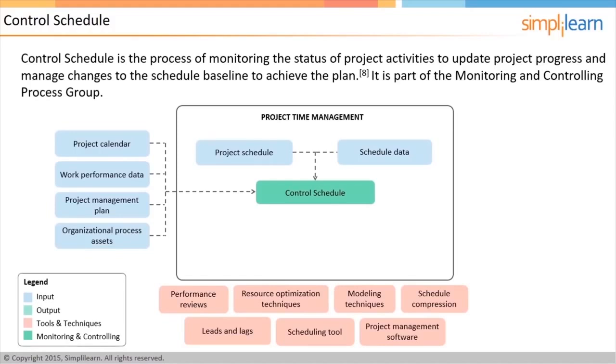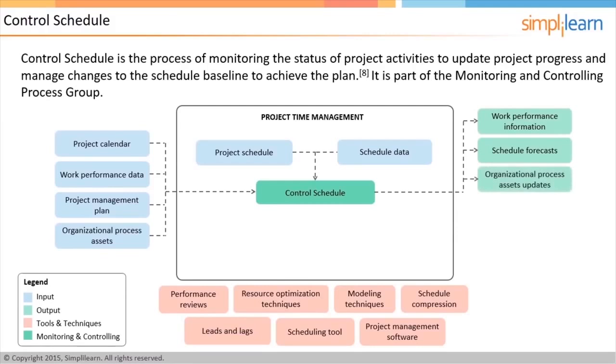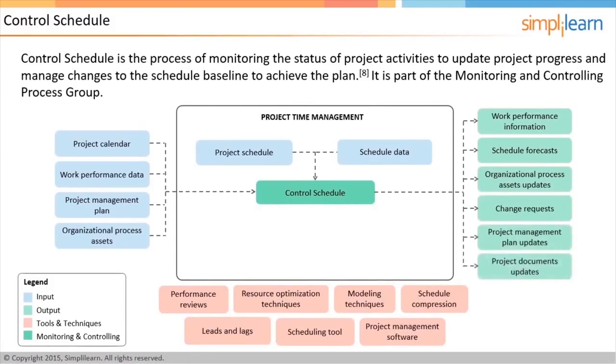The key output of the control schedule process is the work performance information. This is represented in the form of schedule variance, SV, and schedule performance index, SPI. As a part of the control schedule process, the project team will generate forecasts, likely schedule for forthcoming activities, and project as a whole. The other outputs include organizational process assets updates, change requests, project management plan updates, and project document updates. In the next screen, let us look into a business scenario to understand this concept better.